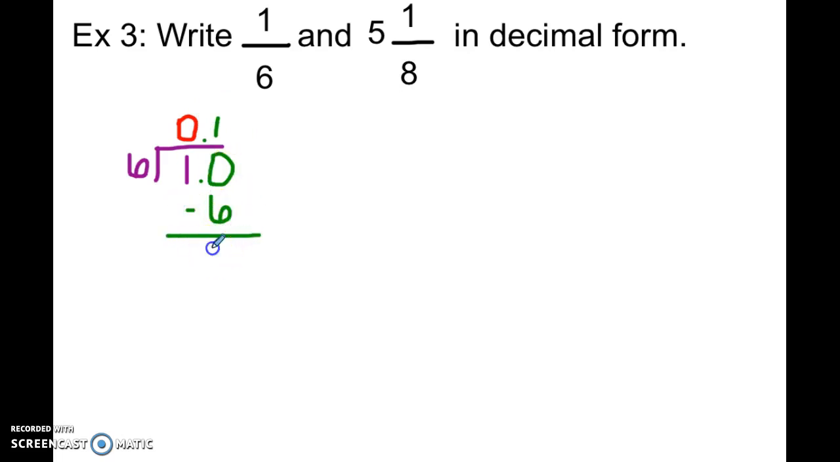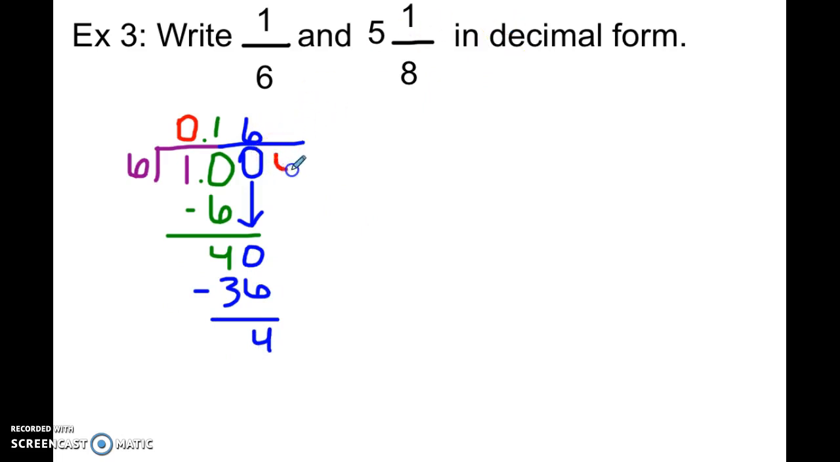Ten minus 6 is 4. Well, I can still keep going, so I'm going to extend this out and add another 0. Carry that down. 6 goes into 40. Well, 6 times 6 is 36. 6 times 7 is 42, so 42 is too big, but 36 will work. 40 minus 36 is going to give me 4.